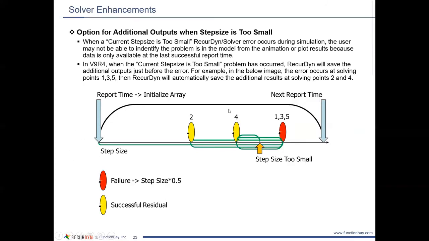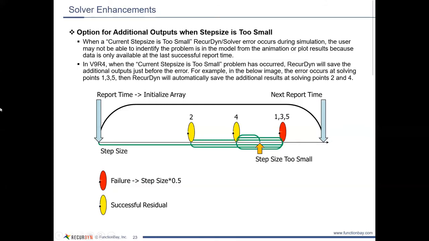So what may happen is you have a reporting time, and then it starts going through some more steps. Between one report time and the next report time, you could actually have successful steps of the integrator, but we're just not recording everything, in general, because it would be too much data.